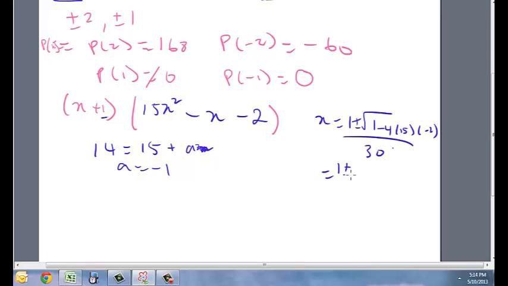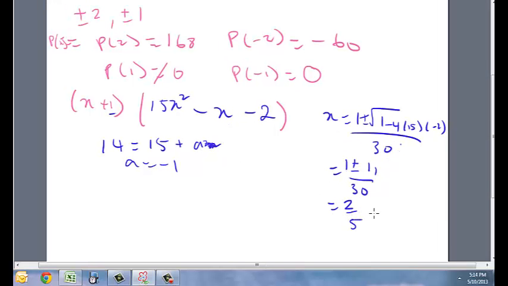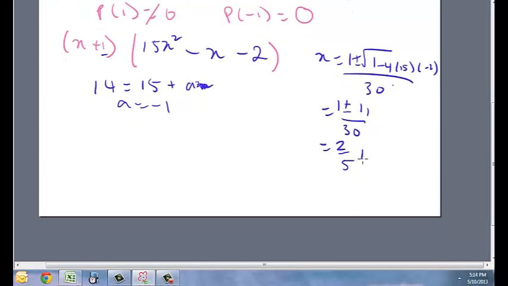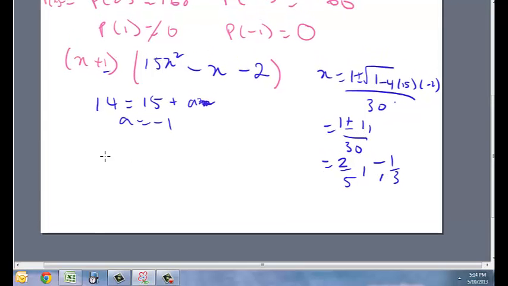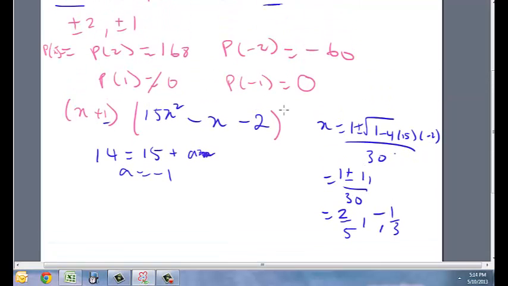So that's 1 plus minus 11 over 30. 1 plus 11 is 12 over 30, which is 2 over 5. And then the next one is 1 minus 11, which is minus a third. Now that tells me these are my other two. Now you know what the other two were. I just proved them to you. If minus 1 wasn't working, it was going to be 2 over 5 or minus 1 over 3.